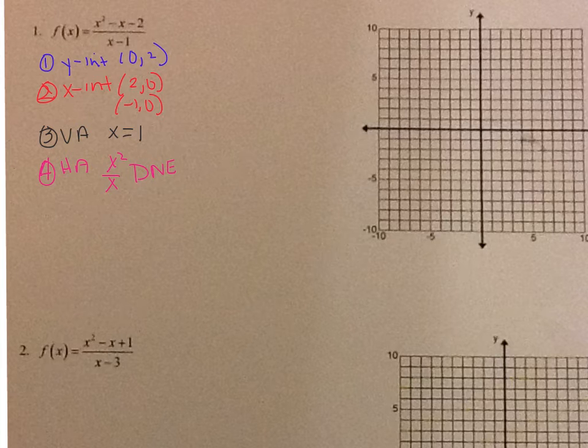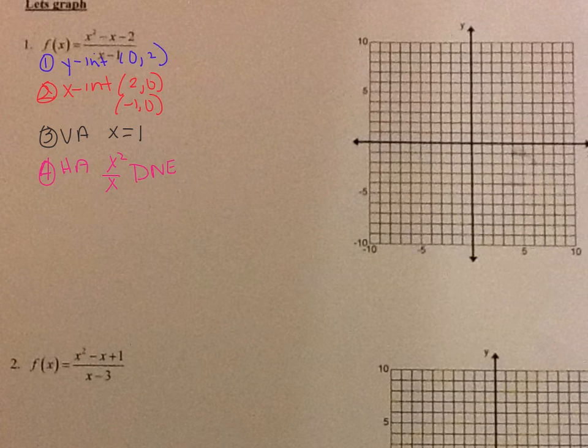So this graph here is the one from before. So we already did that. That was number 1 from before. So my slant asymptote is y is equal to x.